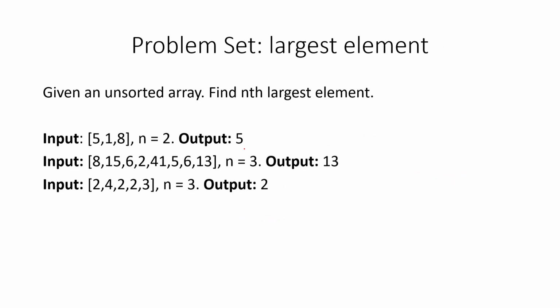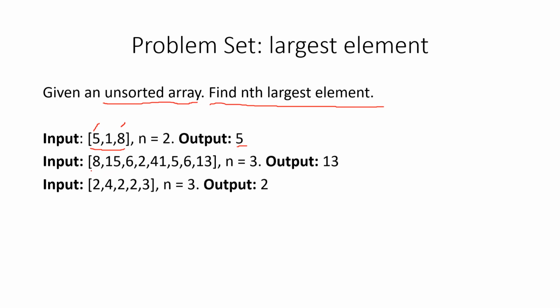Next problem: we have an unsorted array, and we need to find the kth largest element. So here's the example. We have 5, 1, 8, and the 2nd largest element is 5. The first largest element here is 8, and the second is 5.